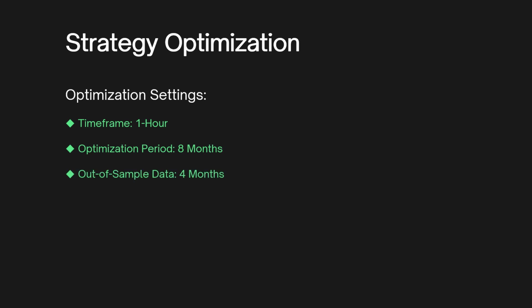Here's the plan. We'll test the strategy on the one-hour time frame. The data is split into two sets. In sample, 8 months, used for tuning strategy parameters. Out of sample, 4 months, used to test the strategy on unseen data.